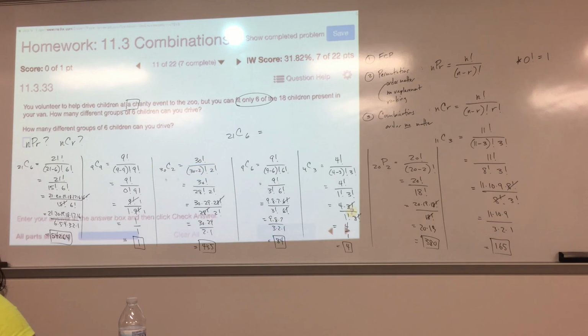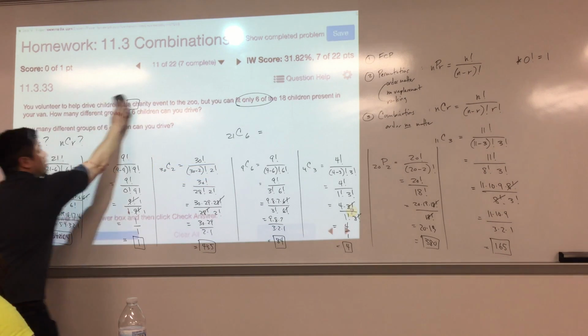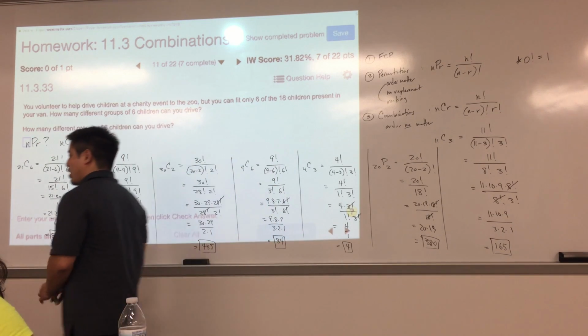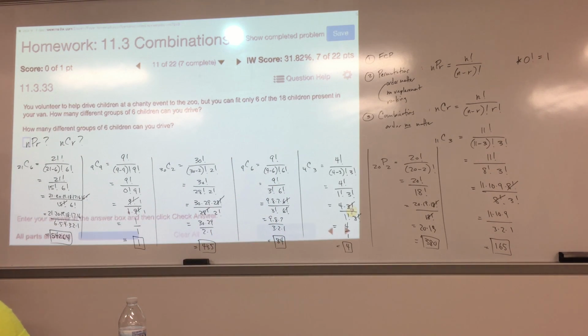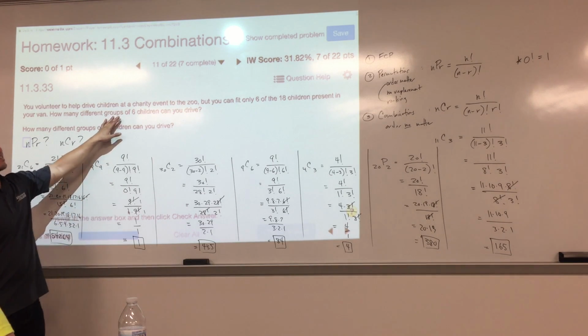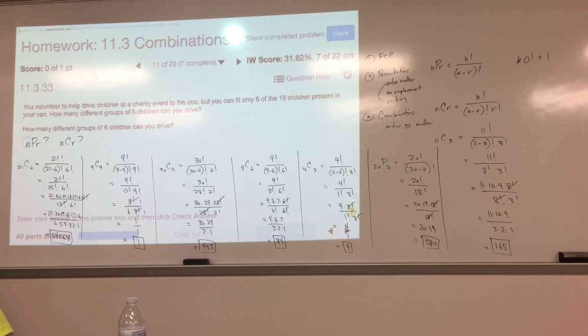Okay. All right, so let's take a look at this next one. Now you know the easy way to do it. You volunteer to help drive children at a charity event to the zoo, but you can fit only 6 of the 18 children present in your van. How many different groups of 6 children can you drive? PR or CR? CR, because the order doesn't matter. So what would the setup be? 18C6. I'm not gonna do it because now you really can do it on your own.